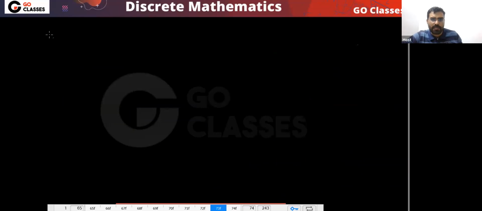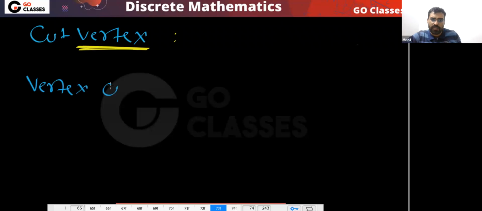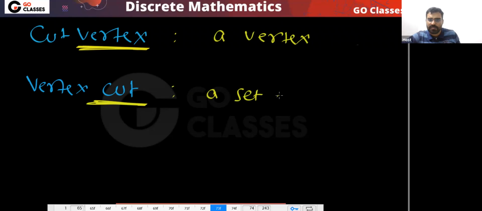Okay, remember cut vertex. When you say cut vertex, then we are talking about a particular vertex whose removal will disconnect the graph. And when I say vertex cut, here our focus is on the set of vertices. So this is a vertex, and this is a set of vertices. Is this difference between cut vertex and vertex cut clear? Okay.